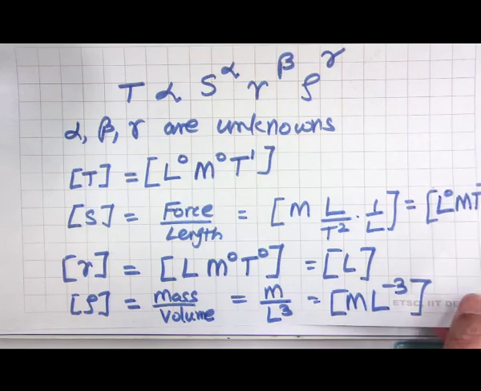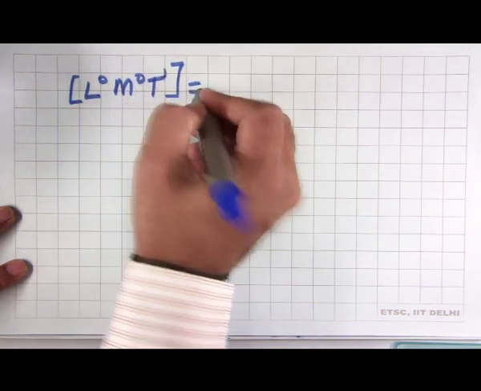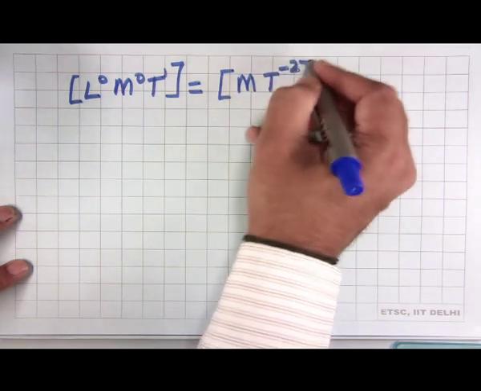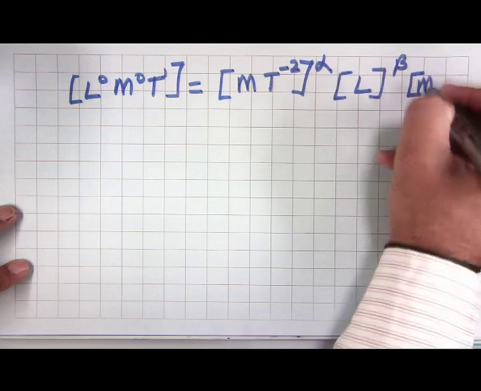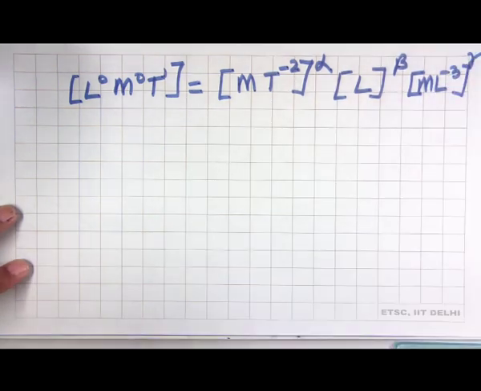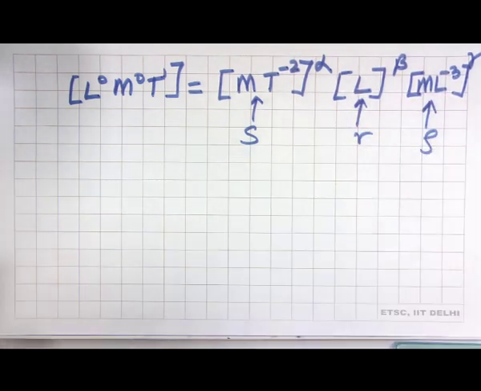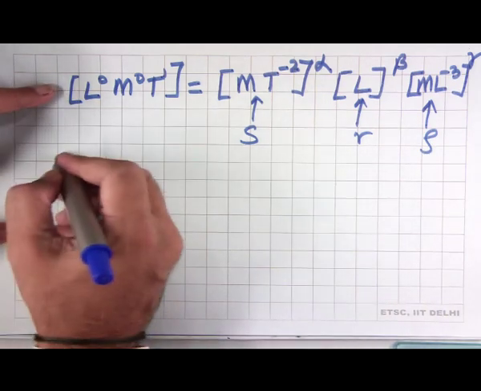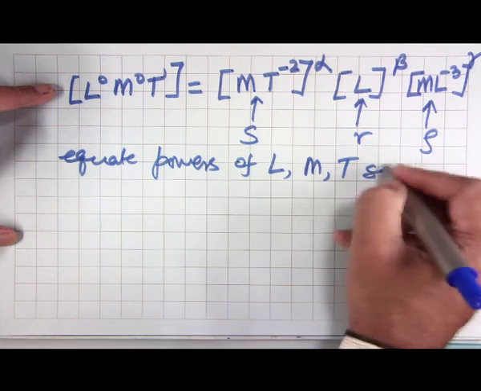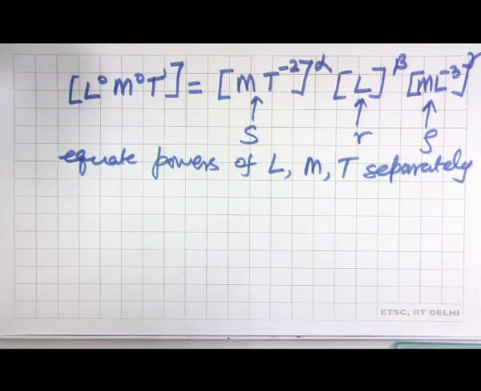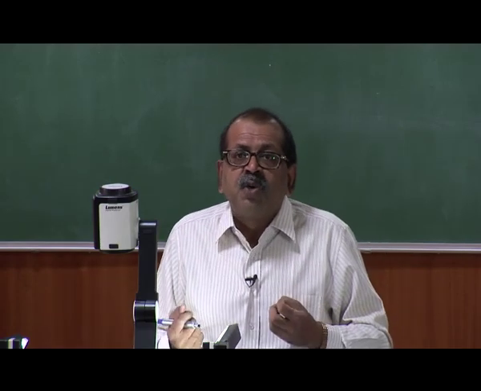So, now when we finally express this, what we get is L^0 m^0 t^1, which is equal to m times t to the power of minus 2, to the power alpha, L, this is the dimension of r, to the power beta, and m times L to the power of minus 3, to the power gamma. Here this is the dimension of S, this is the dimension of r, and this is the dimension of rho. Now we equate powers of L, M, T separately. This will give us 3 equations, and that is why I said if there are more than 3 quantities, we will just be able to reduce the number of variables, we will not be able to give the final form.